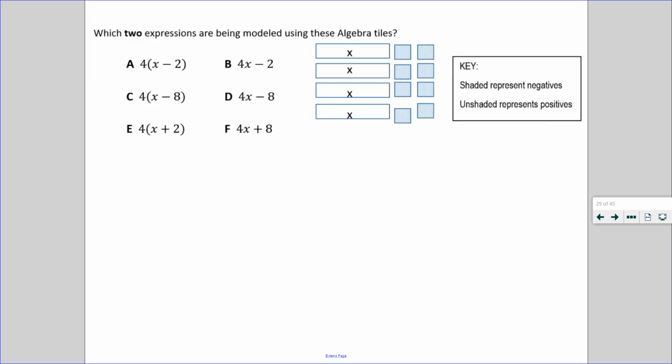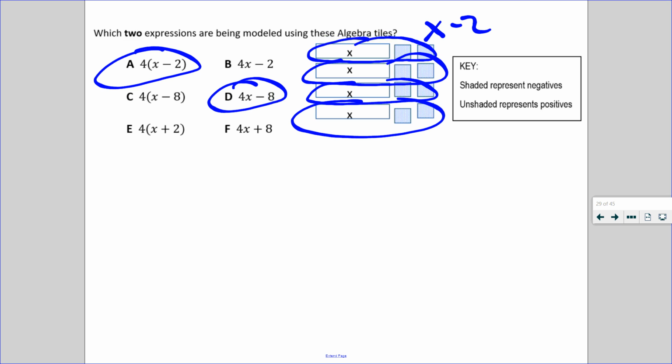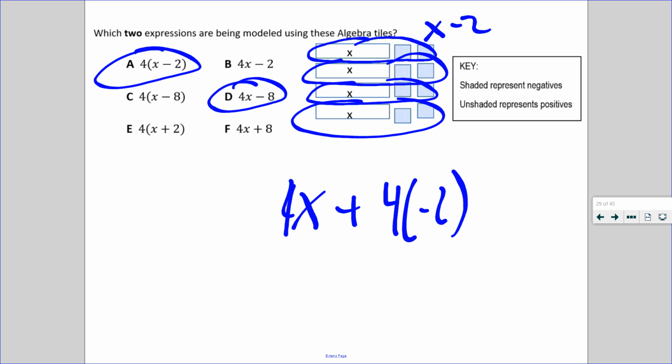So the last thing is, which two expressions model these algebra tiles? I see 4x's and I see shaded means negative 8. Here it is, 4x is negative 8. What's another way? Is this a group? This is a group. There's 4 groups of x minus 2. That's right here. Another way you could say is there are 4x's plus 4 groups of negative 2. That's another way you could have written it. All right, so there are many ways to do it.